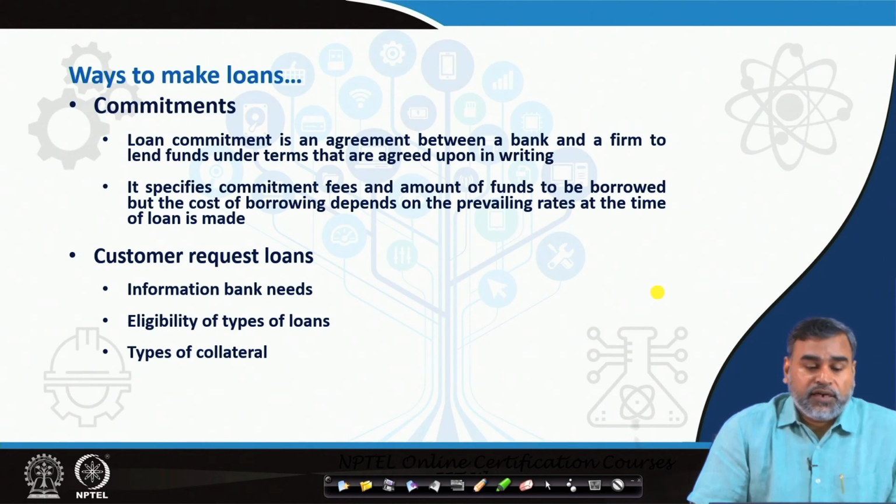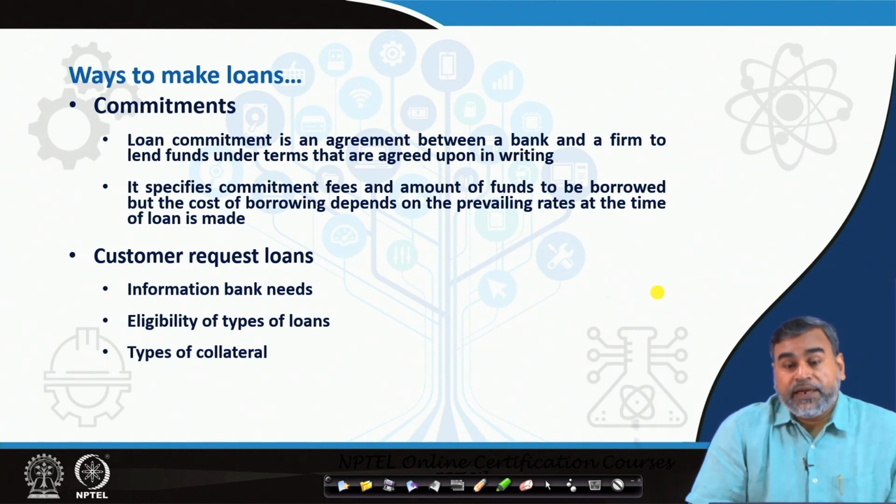So, what does that agreement consist of? It specifies the commitment fees and the amount of funds to be borrowed, but the cost of borrowing depends upon the prevailing rates at the time the loan is made. The loan interest rate will not be fixed in the agreement. It will be fixed whenever the loan is actually made, but the commitment fees as well as the amount of funds to be borrowed will be mentioned in that agreement.